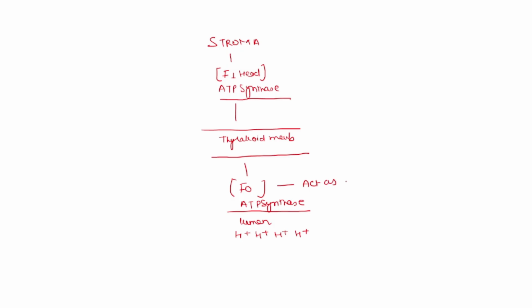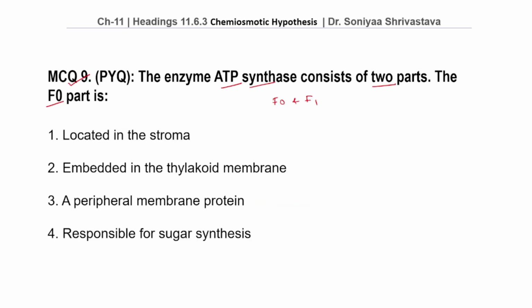F0 acts as a channel for passing protons, while the F1 head is responsible for ATP synthesis. In the previous question, we have seen that the F1 head is projected towards the stroma. Then what about F0? F0 is embedded inside the thylakoid membrane and acts as a proton channel. Now coming to our options. Option number 1, located in the stroma. No, the part facing the stroma is F1. So this is not our option.